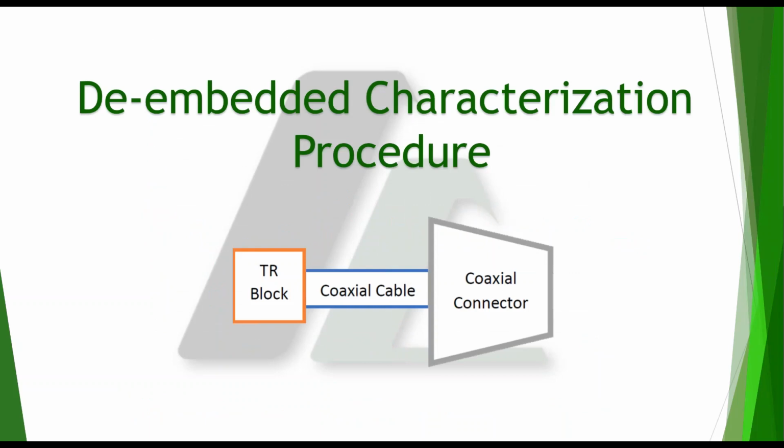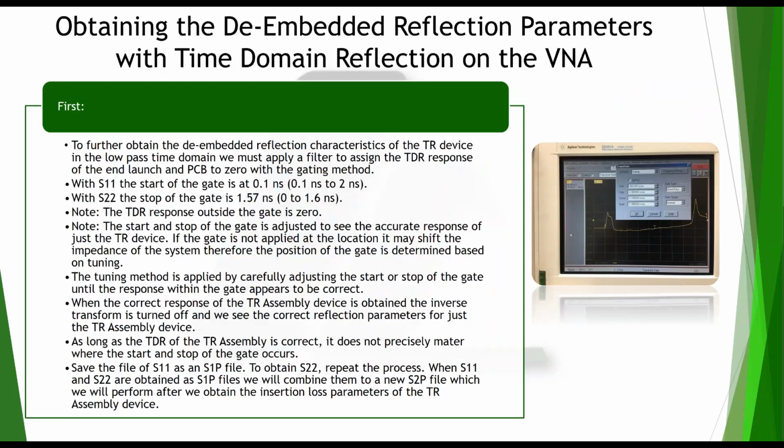Great. These through measurements are an important first step before we go through and de-embed the TR connector from these measurements and understand really what the loss of the TR connector as a whole is. In this case, what we're going to be looking at is de-embedding and the characterization procedure for that. What we're going to be de-embedding is the TR block, the coaxial cable, and the coaxial connector on the end of the TR multi-coax connector. So Ben's going to talk a little bit about the procedure for that as well: obtaining the de-embedded reflection parameters with time domain reflection on the VNA.